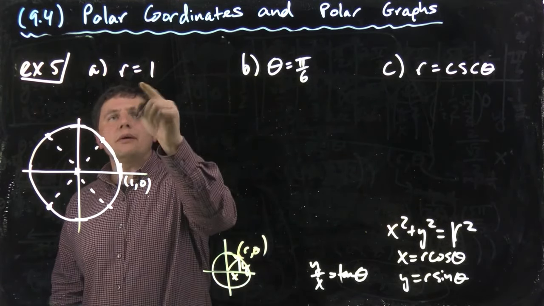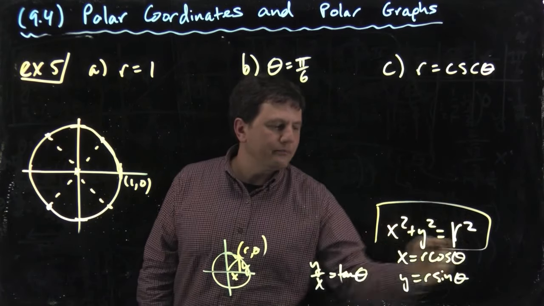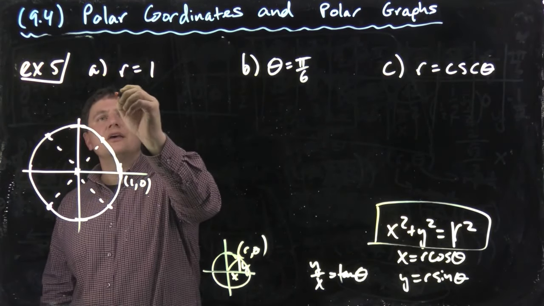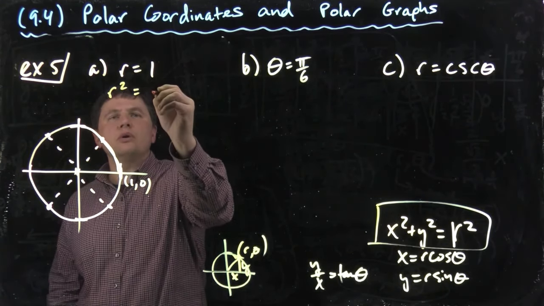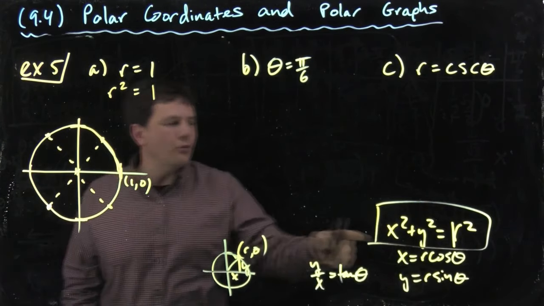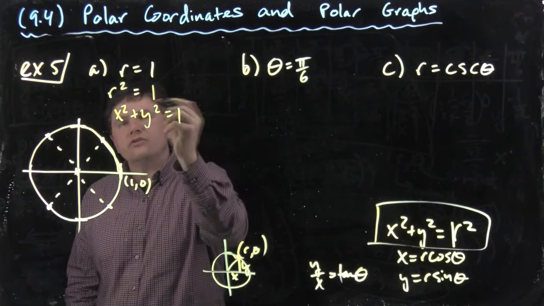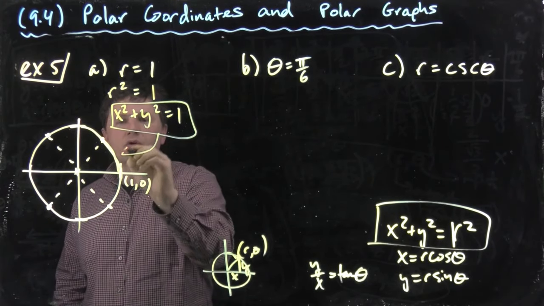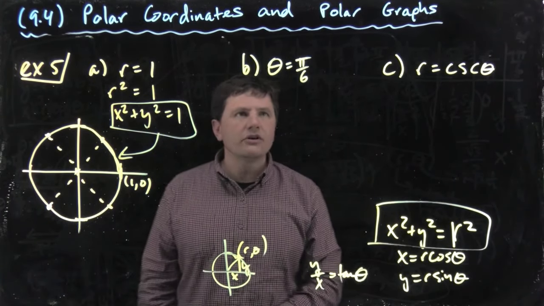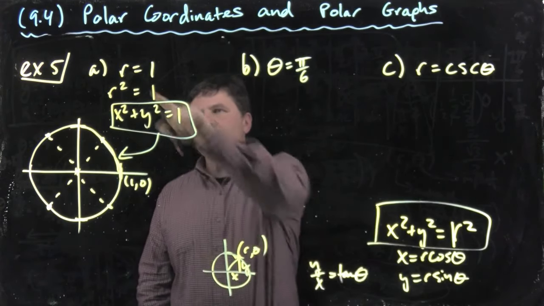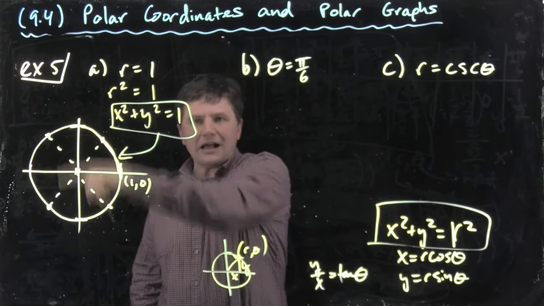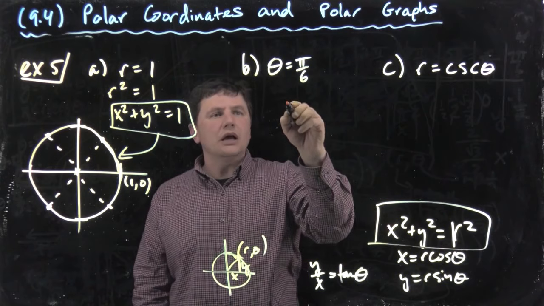Okay, so what I'm going to do here is I want to use this one. So I'm going to square both sides. So that's going to be r squared. 1 squared is just 1. And then r squared, I'm going to replace it with this. So it's x squared plus y squared equals 1, which is, of course, our equation for a circle with radius 1 centered at 0, 0. All right, so that's our first, that's if r is equal to some constant. We always get a circle.